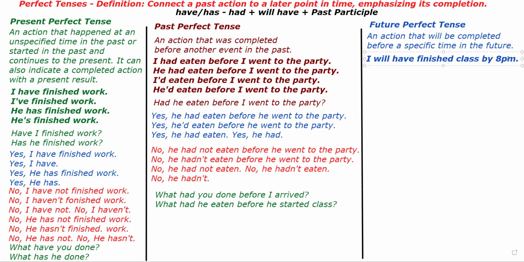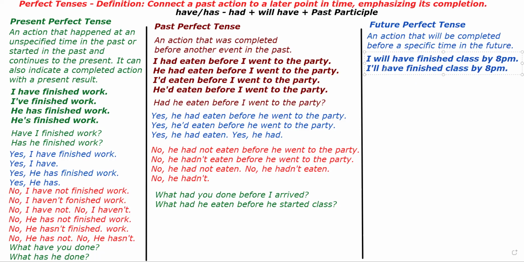Okay? Very good. Or you can say, I'll have finished class by 8 p.m. I'll have finished class by 8 p.m. Yeah, I usually use that contraction. I'll be there and I'll be like whatever. I don't know why, but that's how I usually write. Okay. Very good. So I will have finished by 8 p.m. Okay. General question.